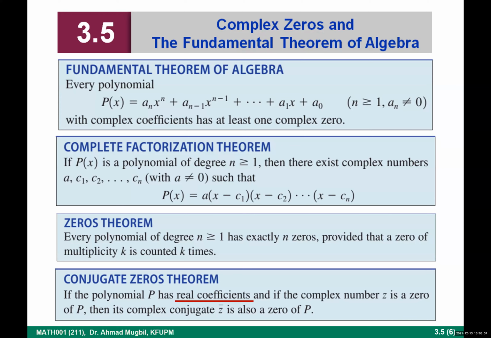They come in pairs. So if you have one complex zero, then its conjugate is also what? Is a zero. Is this always? No, it's real, if the coefficients of this polynomial are what? Are real. Great. What else? The complete factorization theorem.